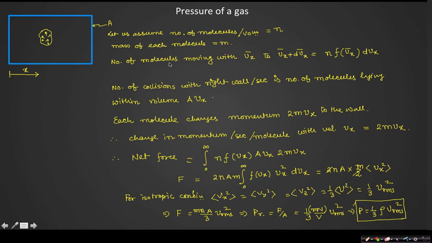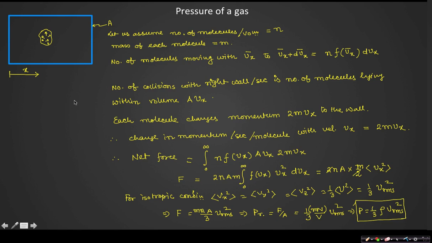Now the number of molecules that are moving with Vx to Vx plus dVx velocity is n into f of Vx dVx. Look, I am here only interested in the number of molecules that are moving along the x-axis, because the molecules that are moving along the y or z-axis are not going to collide with this particular wall, right? So the number of molecules that are colliding with the right wall per second will be the molecules lying within the volume A into Vx.